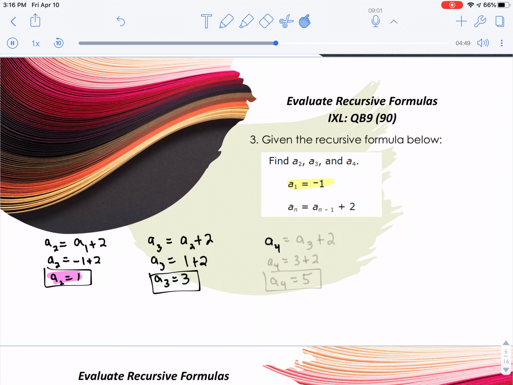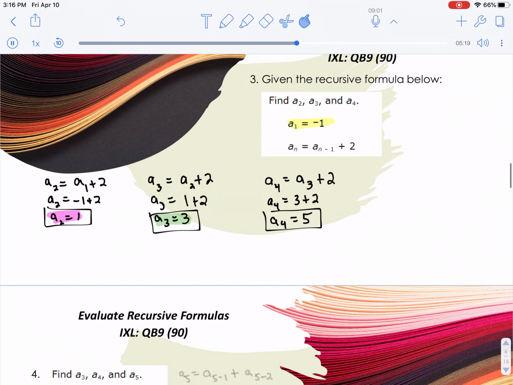A sub 4 is a sub 4 minus 1, which is a sub 3, plus 2. And a sub 3, we just found that a second ago. A sub 3 is 3. So we're going to plug that in. So we get a sub 4 is 3 plus 2. So a sub 4 is 5, and now we found a sub 2, a sub 3, and a sub 4. All right, next example, same type of thing.